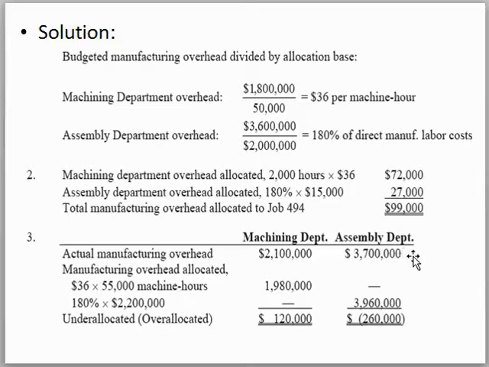Then for the assembly department, the actual overhead cost is 3,700,000 and the allocated overhead is calculated by multiplying the actual base, which is the direct labor cost, 2,200,000, by the budgeted rate, which is 180%, to get the allocated overhead 3,960,000. By getting the difference between both, we find that the allocated overhead is more than the actual, so there is an over allocation of 260,000.